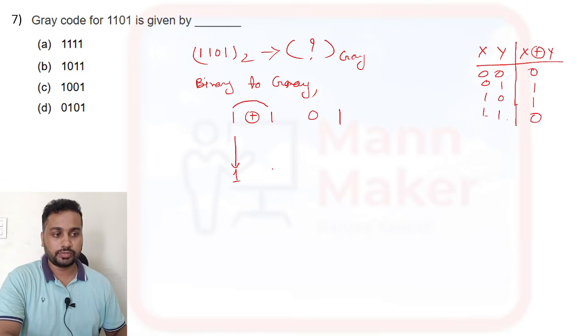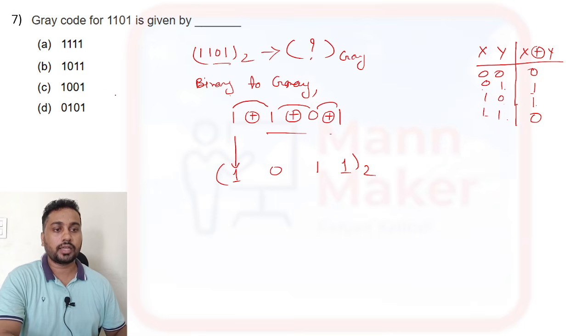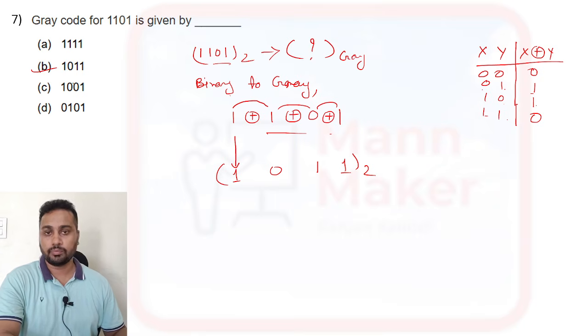1 XOR 1 is what? 0. All right. Then you need to apply XOR operation here, 1 and 0. So 1 and 0 is what? 1. So this is 1. Now 0 XOR 1. So 0 XOR 1 is what? 1. So this is 1. So this is what? This is binary to gray conversion. So this is the binary number. We got gray 1011, option B.